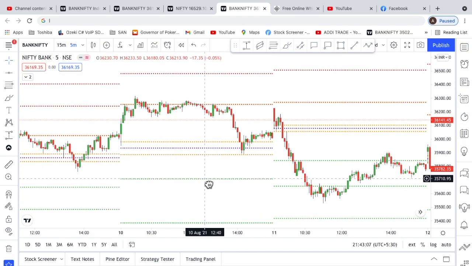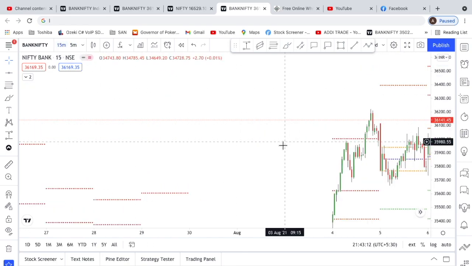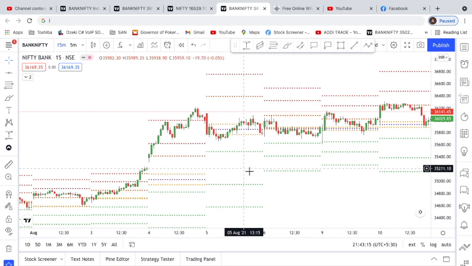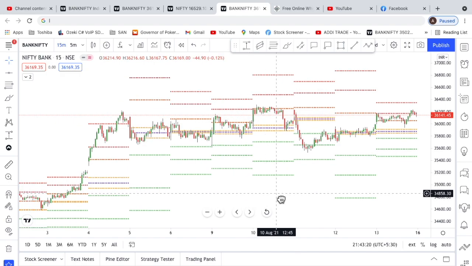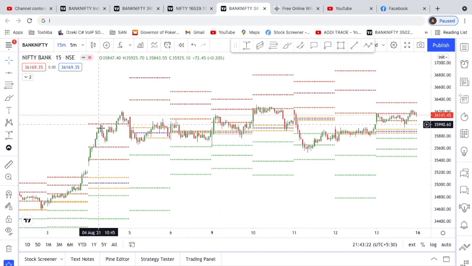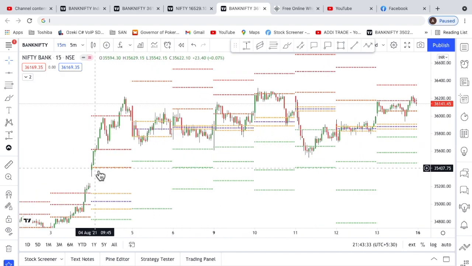For now, what I'll do is I'll just shift to a 15 minutes time frame, just to give you a gist of the CPR levels, how it is. Okay, see, now I've just zoomed out to see the trade from 4th August until 13th August. See how many times the price has taken support or resistance at the CPR levels and moved. From here, this is R1, the CPR for this day is here. From here, it took a rejection, went R1, R2 and closed here.